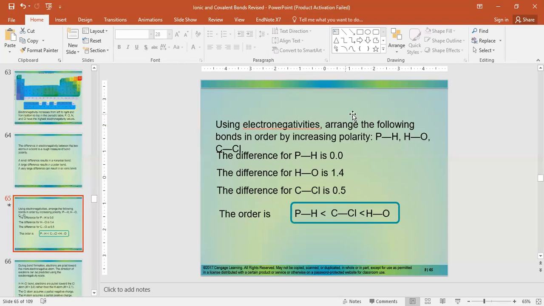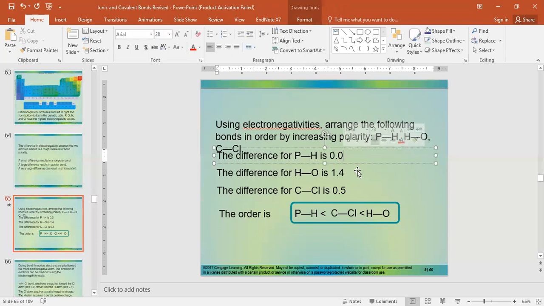So using electronegativities, arrange the following bonds in order of increasing polarity. H-H, the difference is 0. Oxygen and hydrogen, the difference is 1.4. Carbon and chlorine, the difference is 1.5. So if you look at this, for example, this one here is going to have the lowest polarity because the difference is 0 here. It is going to be followed by this. And then the highest polarity is going to be found here.